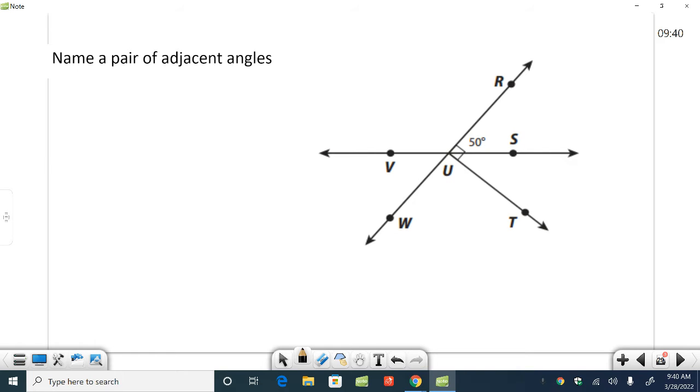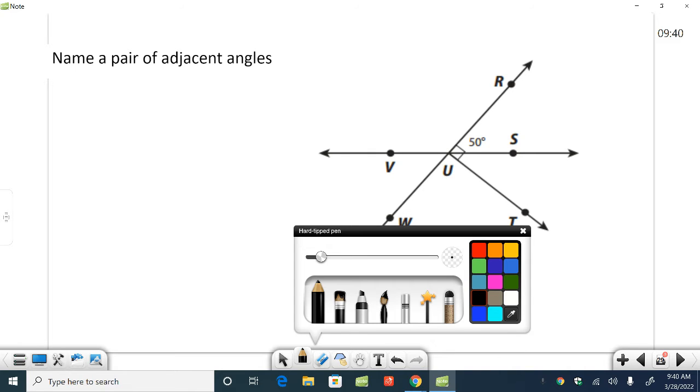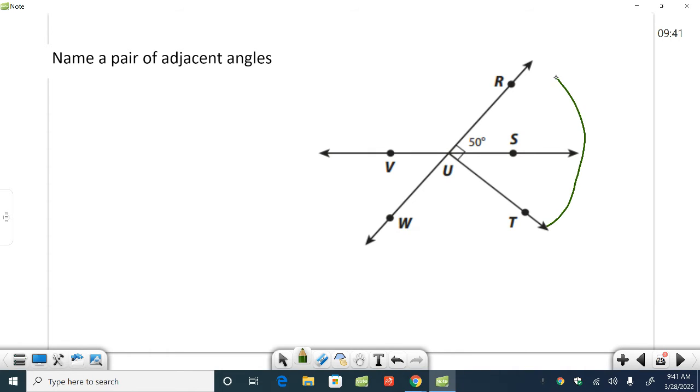Okay, so we've got this mess of something right here, and if we wanted to, we could draw an imaginary circle around it, and my drawing isn't that perfect, but that's what we're working with. This whole thing equals 360 degrees. The whole circle does. So the question is asking us to name a pair of adjacent angles.